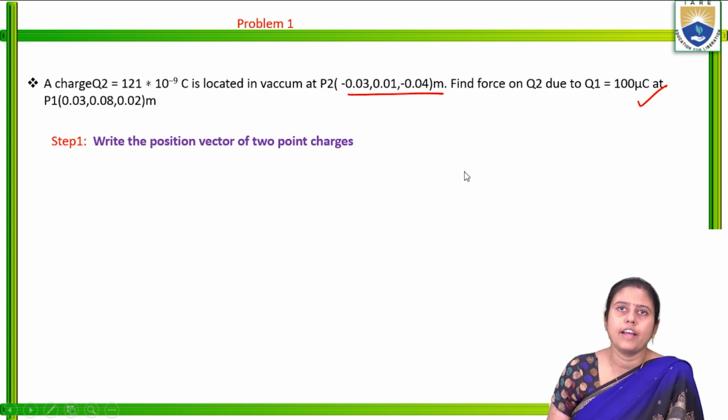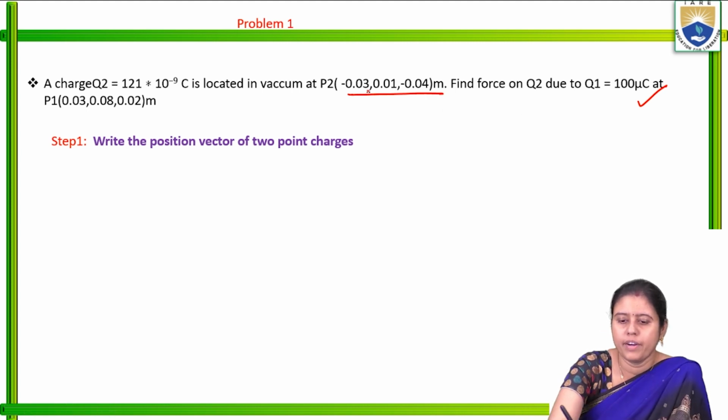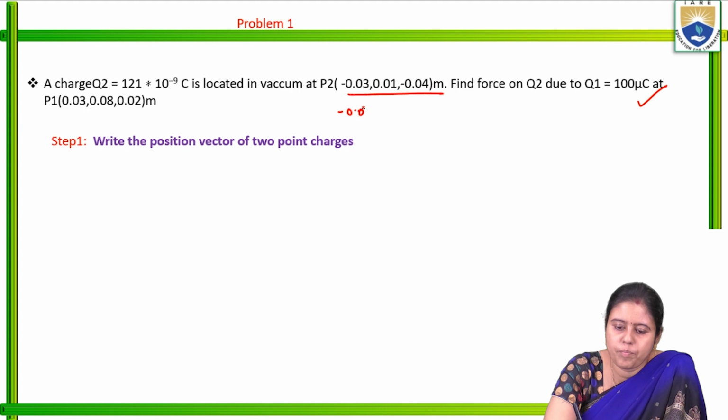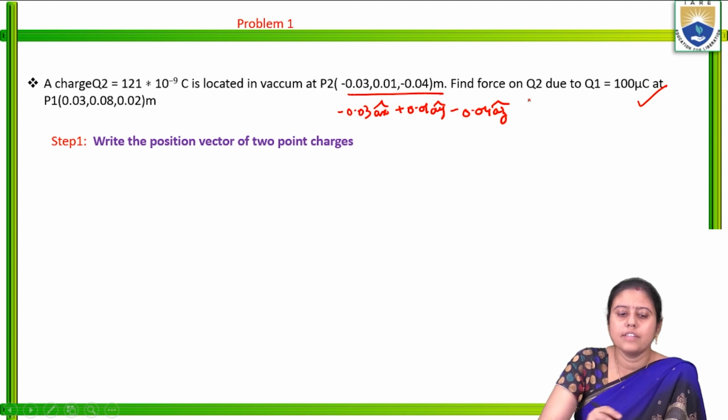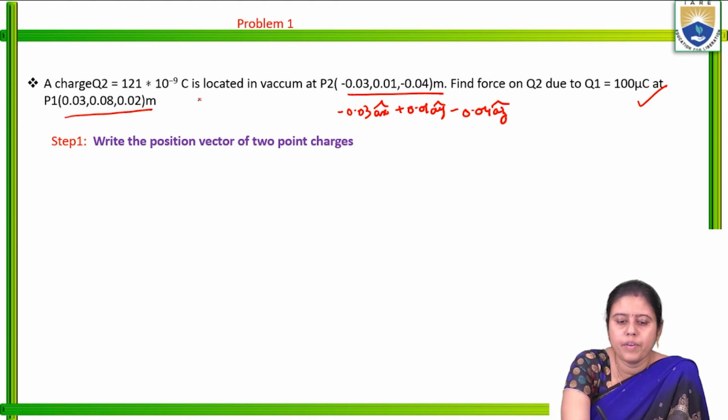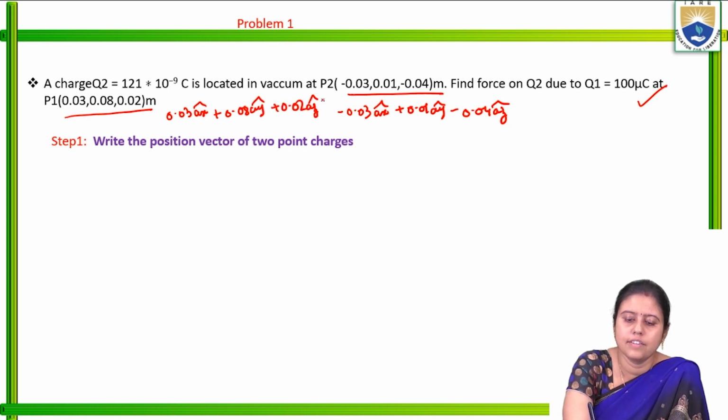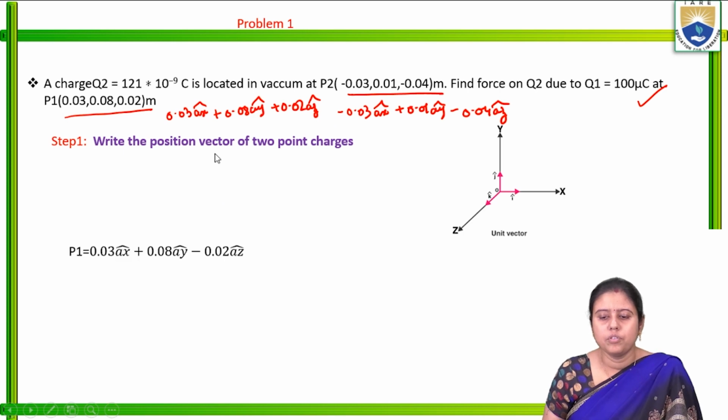Step 1: first we will write the position vector of the two points P and Q. How to write the position vector? For this, the position vector is 0.03 AX plus 0.01 AY minus 0.04 AZ. And what is P1? The P1 position vector is 0.03 AX plus 0.08 AY plus 0.02 AZ.